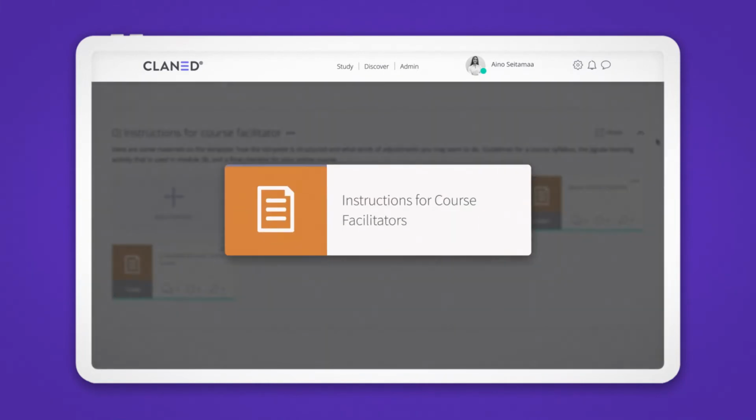Here we provide some guidelines for facilitators on how to use this template, what your course syllabus should include, what the jigsaw activity is and how to organize it, and finally, we provide a short checklist for your online course.